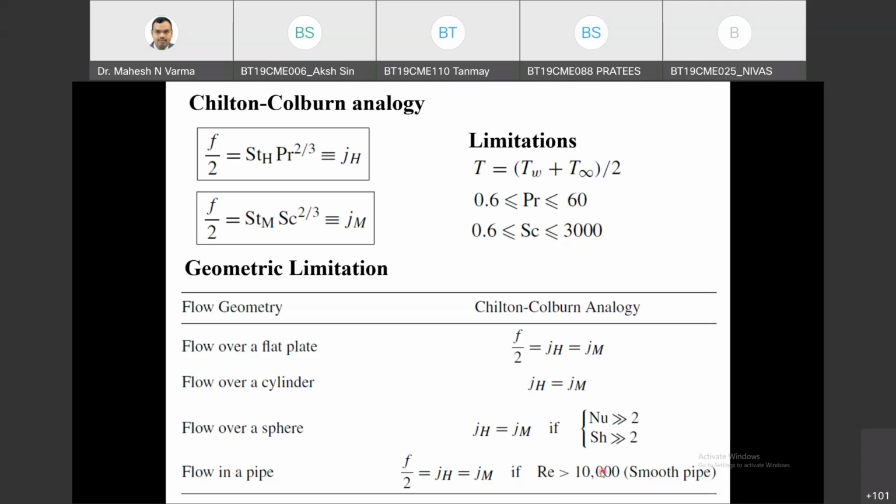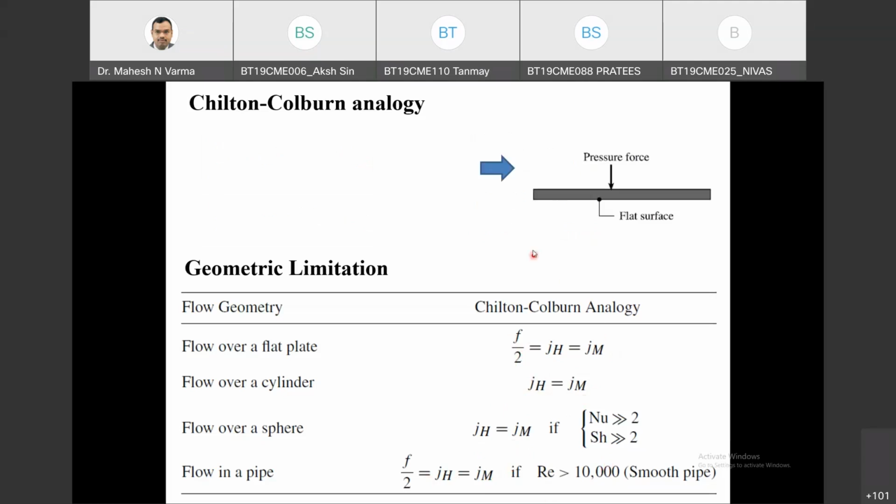So here f/2 equals JH equals JM, but for flow over sphere, JH equals JM, but it is not equal to f/2. Why is it so? Because of this. You can say this is the example: flow over flat plate. So this is the first example, flow over flat plate.